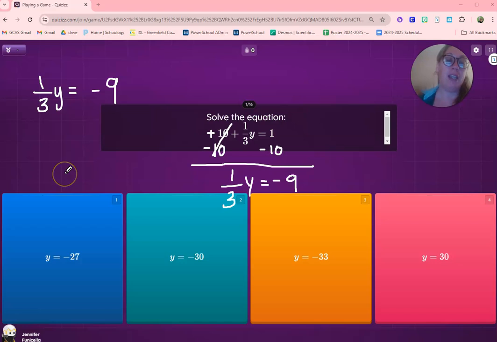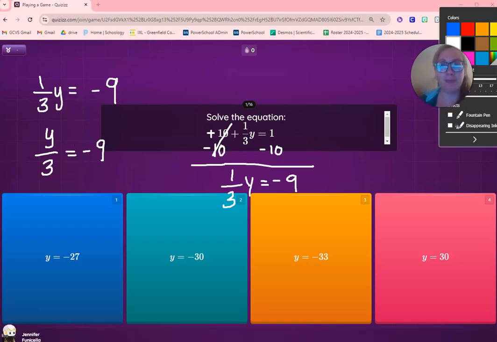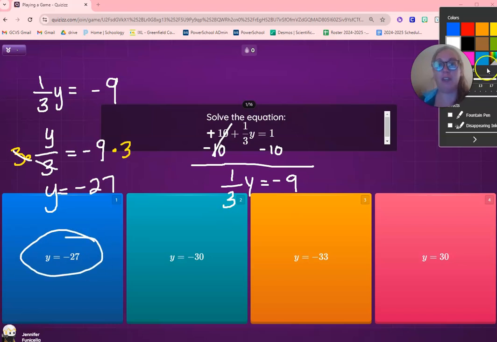1/3 times y. This can be a little tricky when we see fractions. Know that when you multiply by 1/3, that's just the same thing as taking a third of something or cutting it into 3 pieces, dividing by 3. So you can always rewrite fractions so that it looks like this, so it can be a bit easier to understand what operation to do next. So next we're going to multiply both sides by 3, and that 3 in the denominator will cancel with the 3 that we're multiplying by, and we get y equals a -27 for our first answer.